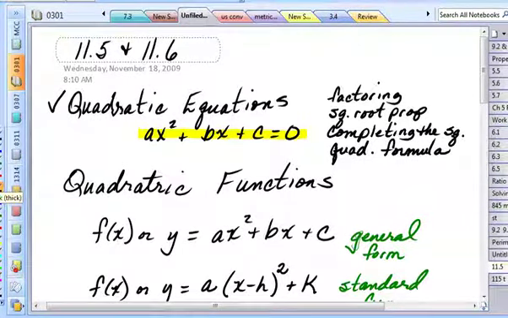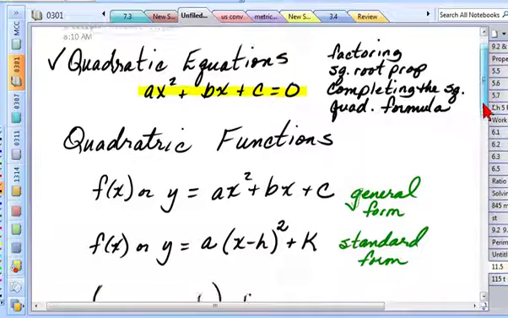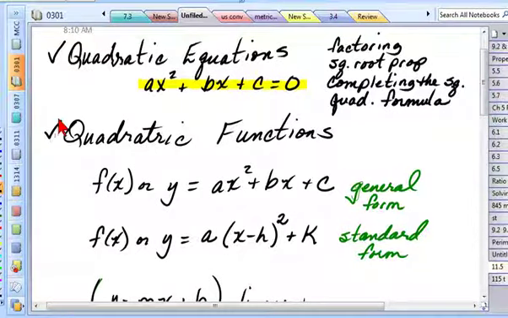Now, we have talked about functions, and functions are relationships between x and y. We can call them f of x, or we can call them y. Now, a quadratic function, you can see on the right-hand side in what's called general form, looks very much like the quadratic equation, but it's not equal to 0. It's equal to either f of x or y, either one, because they are the same.